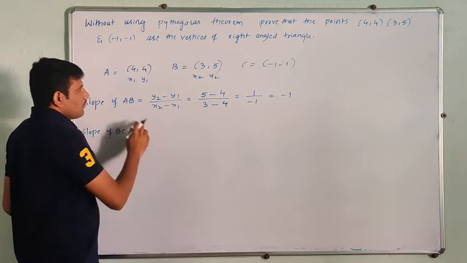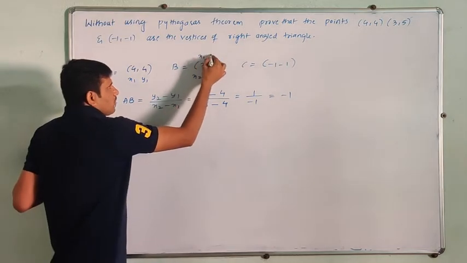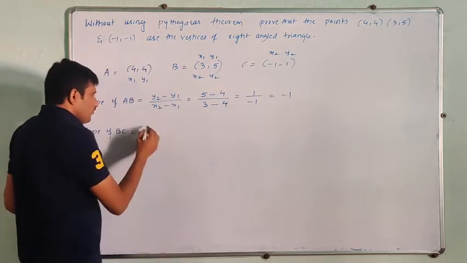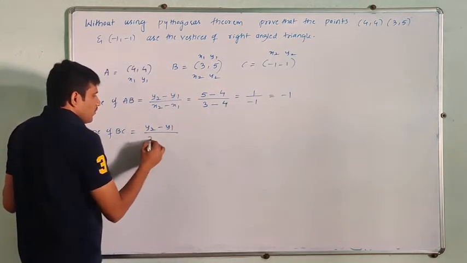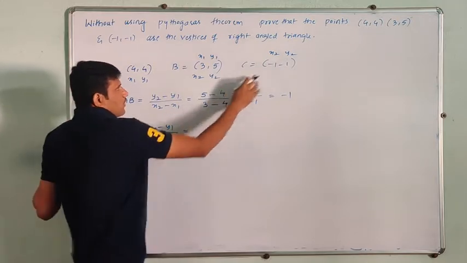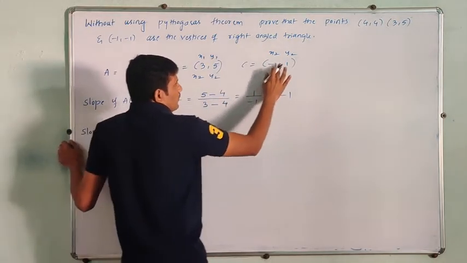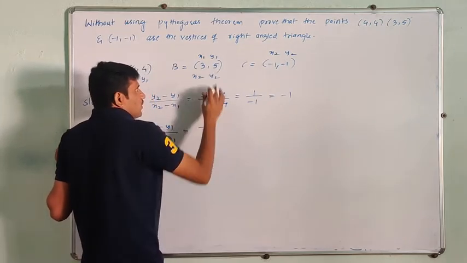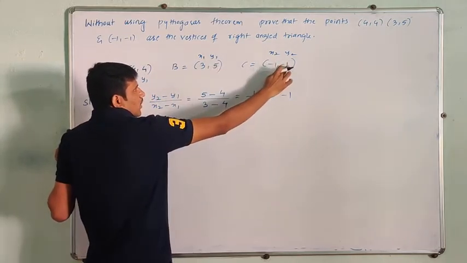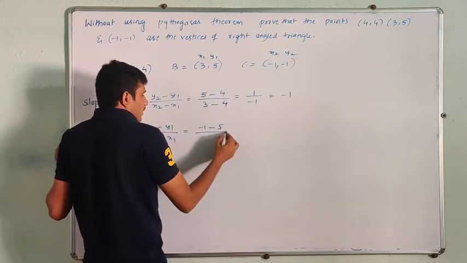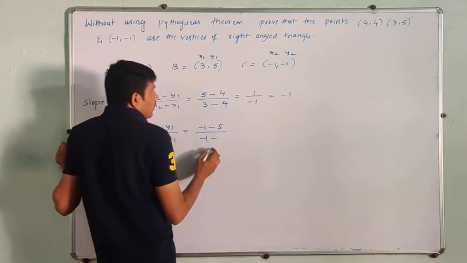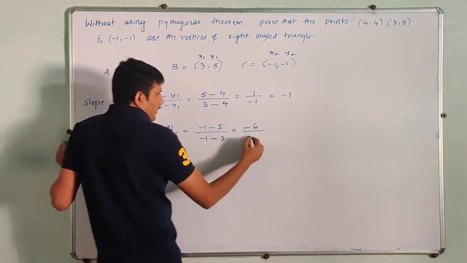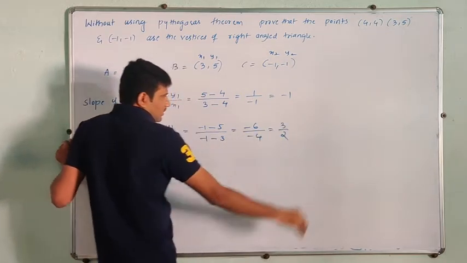Slope of BC. Now this will become x1, y1, and this is x2, y2. So slope of BC is y2 minus y1 divided by x2 minus x1. What is y2 here? It is minus 1. y2 minus y1, y1 is 5, so minus 1 minus 5 divided by x2 minus x1, that is minus 1 minus 3. So minus 6 divided by minus 4 is equal to 3 by 2.